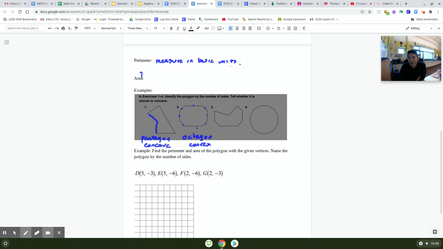But the perimeter is just the distance around a figure. That's one way that you could say it. You measure distance, you just measure it in your basic units. If no units are given, you would just write units or abbreviated U.